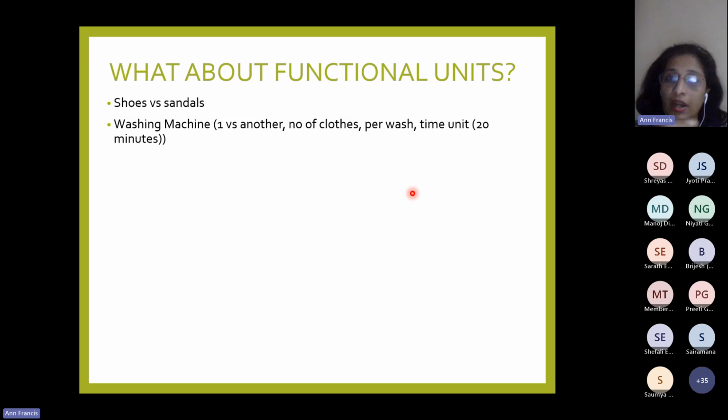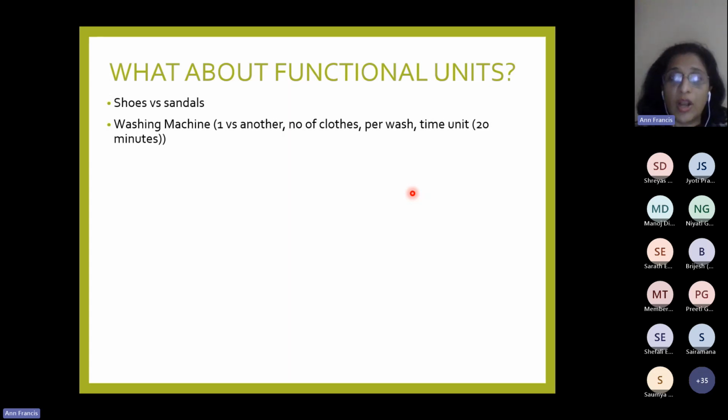There would be a difference, right? The energy consumed for a particular wash in the machines is also different. Again, I could just consider a time unit. That is, I can consider, let's say, 20 minutes of time. What is the impact if I run it on a Bosch and if I run it on a Samsung? So these are just examples by which you have to define your functional unit rightly.